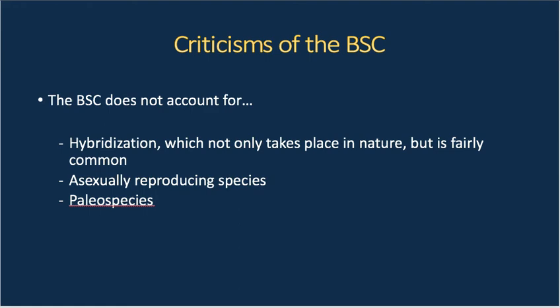The last item here, paleospecies. The biological species concept requires that we know whether two groups can interbreed and produce viable offspring. Paleontologists don't have any way of knowing whether two fossil species could have interbred. Even if they lived contemporaneously with each other, we have no way of knowing whether they were interbreeding. So the biological species concept can be useful, but it's pretty problematic in a lot of areas of study.